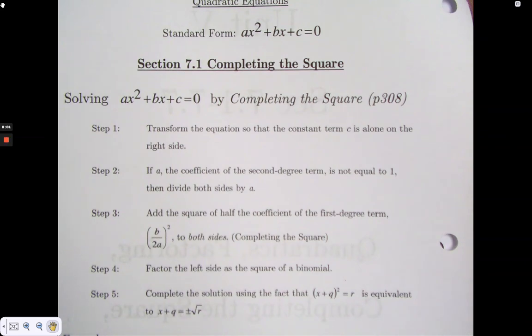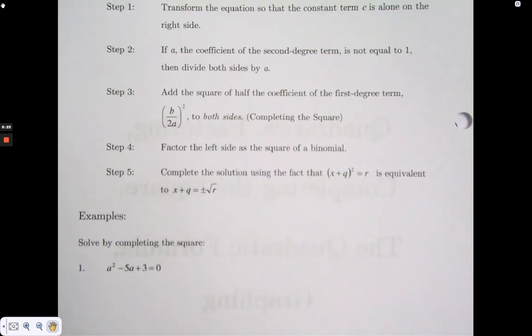Alright, so 7.1 notes, completing the square. Our steps are laid out right there. Those are the 5 steps. We're just going to follow those steps straight through. As I already said, we're going to go through example 1, and then we're going to look at the third example. We're actually going to skip example 2. But we're just going to go step by step right through those steps to get our problem solved.